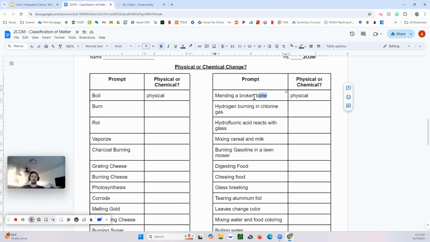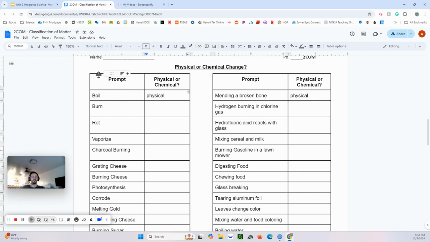But because we're making, I don't know, you could argue this. I used to have a little space here where you'd have to explain to me why you think it's physical or chemical. But I found that students really didn't write enough there to make it worthwhile. So when we do go over the answers to this, oftentimes I will tell students, argue with me. Tell me why you think it is. Tell me why you think it's physical. Tell me why you think it's chemical.